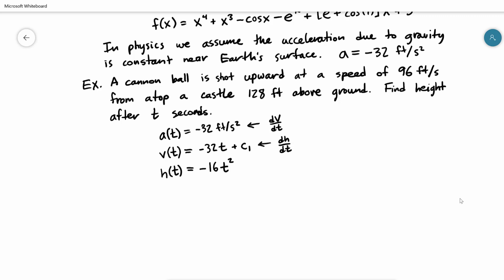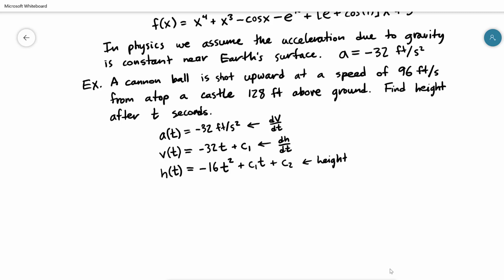What is the antiderivative of this constant? Well, constants are easy. We just did it for the 32 a minute ago. This is going to be c1 times t. And then lastly, because we are taking the antiderivative again, we're going to introduce, just like before, a second constant, c2. This is now our height as a function of time.